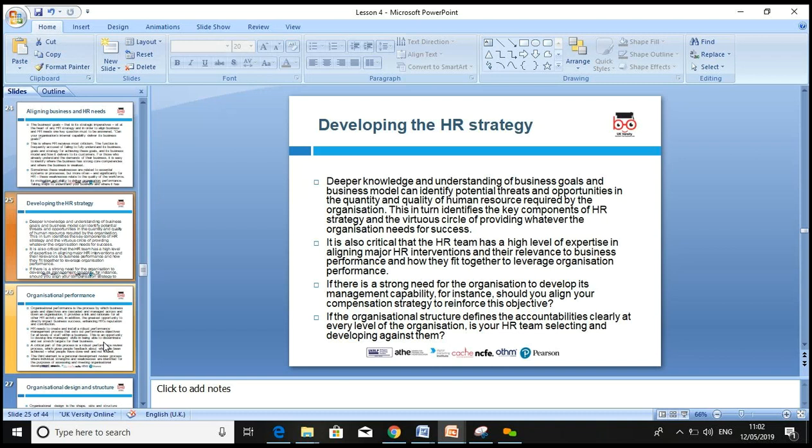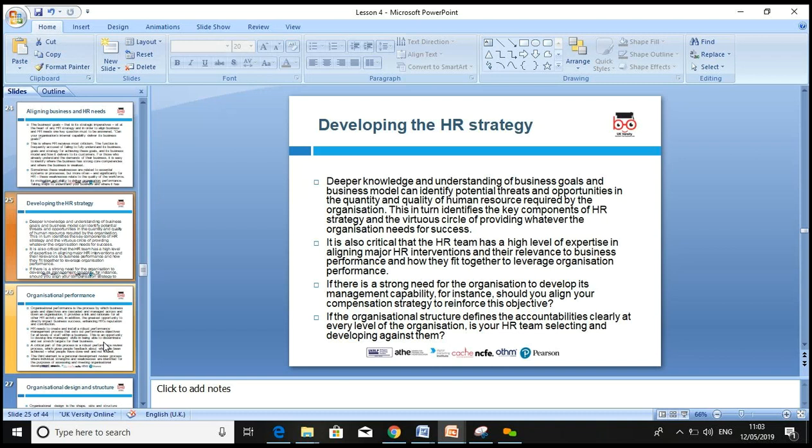Developing the HR strategy requires deeper knowledge and understanding of the business goal. If you're just a new HR manager and you haven't learned about it or don't have training, you don't know about the organization's mission, values, and other things, the future plan.